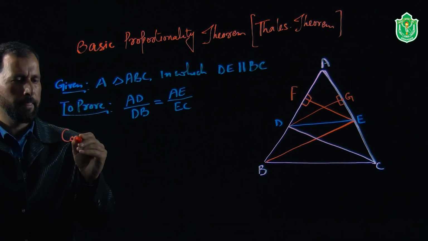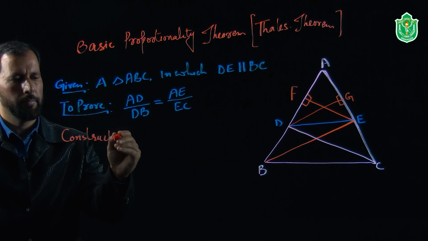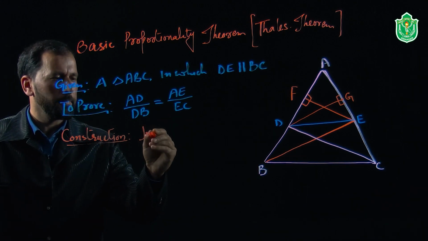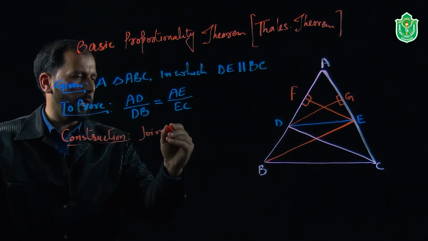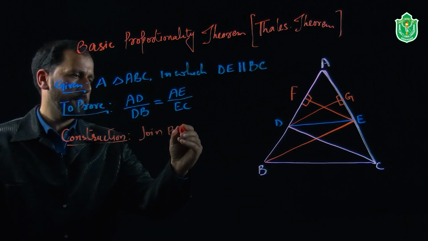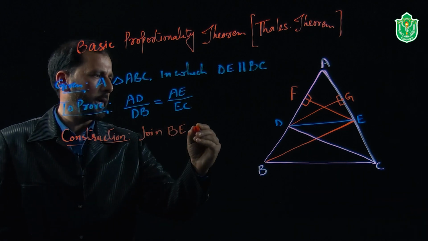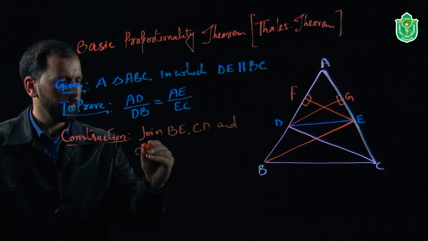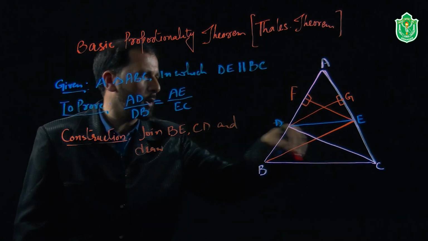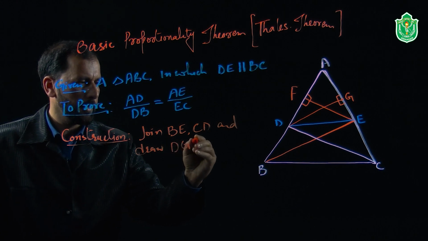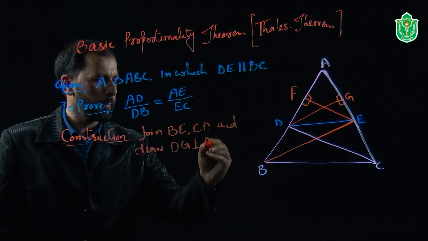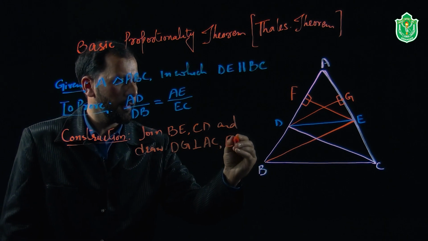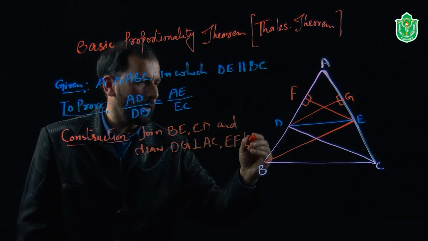So now here we can write this construction. Construction: join BE, comma CD, and draw DG perpendicular on AC, and EF perpendicular on the side AB.